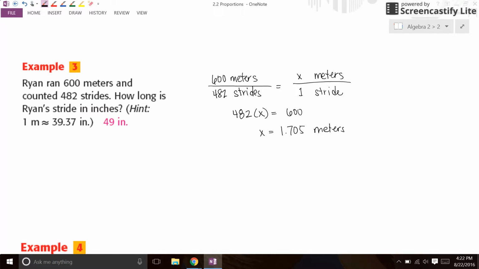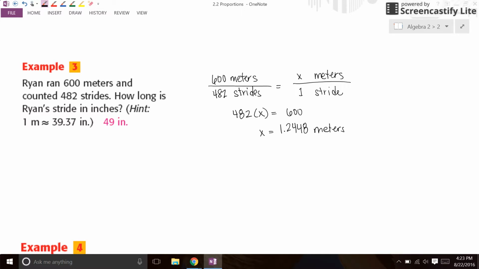Wait, I just got a different answer. What is 600 divided by 482? I got 1.244. You guys following along? I don't know where I got that number from. But as I was retyping to double check, I got 1.2448 meters, which makes more sense. 1.7 seemed kind of a lot, like a guy had a 2-meter stride. Now 600 divided by 482 does give me 1.244. I feel way more confident. All right, that's how many meters his stride is.